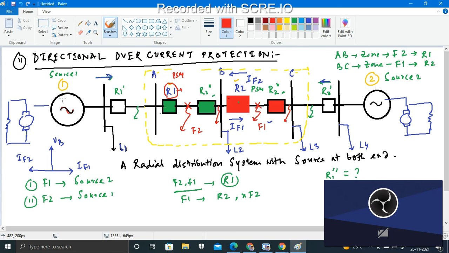So for that case we need to connect another relay, R1 double dash. According to the PSM setting of R1, where the faulty condition appears, it will not be sensed because it is at a longer distance.